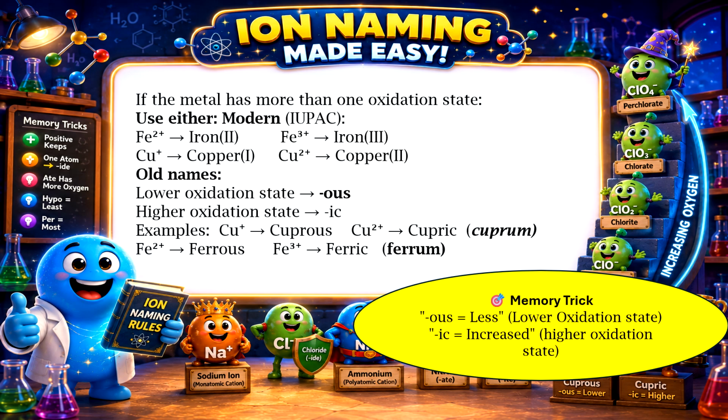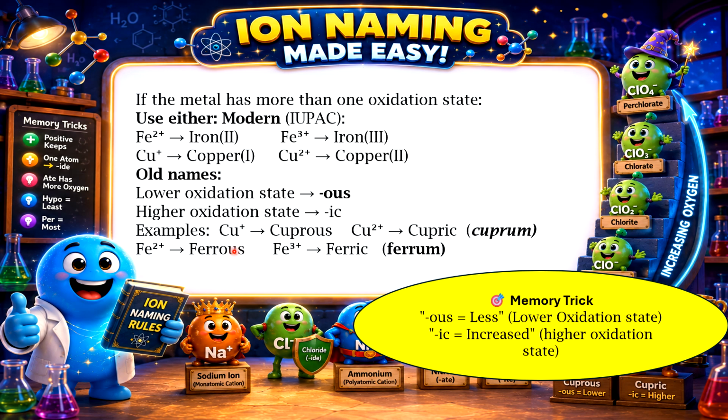So what does it mean? The copper symbol Cu has come from a Latin word cuprum. In Latin, copper is known as cuprum and iron is known as ferrum. That's the reason the symbol is Fe. Now what does OUS IC mean? If it has a lower oxidation state, that means lower valency, we put the suffix OUS. If it has a higher oxidation state, we put the suffix IC.